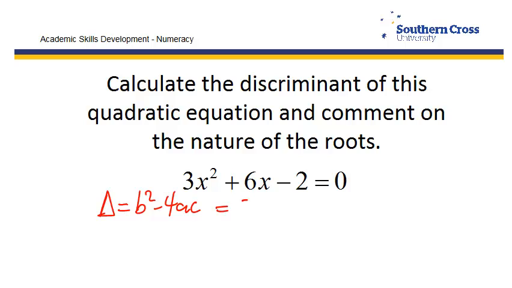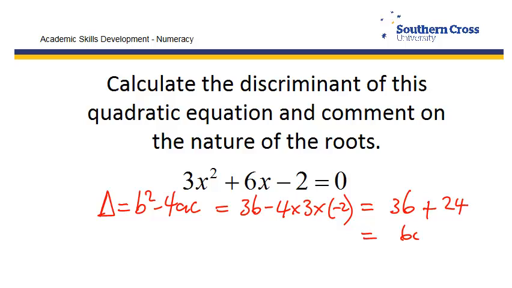So b squared is 36, take away 4 times 3 times negative 2, which is equal to 36, take away, in fact, because of the double negative it becomes positive, 24, which is equal to 60. So, as the discriminant is greater than 0, we will get 2 real roots.